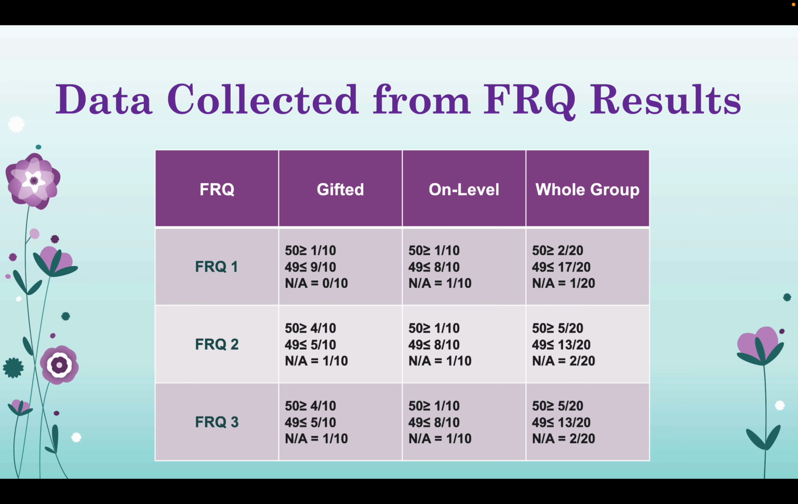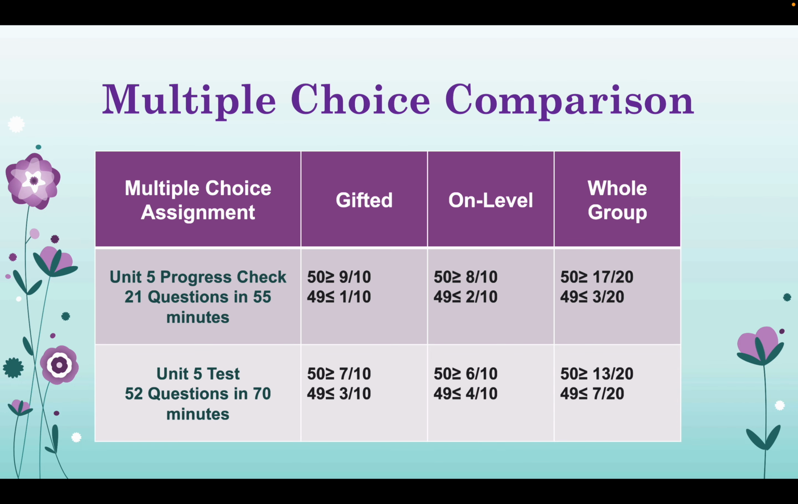8 students in my on level and 8 students in my AP gifted got 50 or higher on the FRQ correct, and 2 on either side did not. They were close though. It wasn't like we were really low in the 4s and 5s. They were at least halfway there, 5, 6, 7. That's good, and I think that's a pretty decent increase. So I was excited about that.